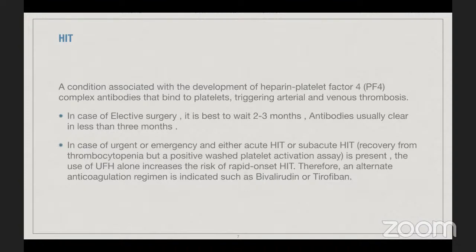Perfect. So in case of elective surgery, you may postpone the procedure for 2 to 3 months. Antibodies are usually cleared in less than 3 months. In urgent or emergency cases where acute or subacute HIT is confirmed, the use of unfractionated heparin may increase the risk of rapid onset of HIT. So you should rather use alternative anticoagulation, either bivalirudin, lepirudin, or tirofiban.